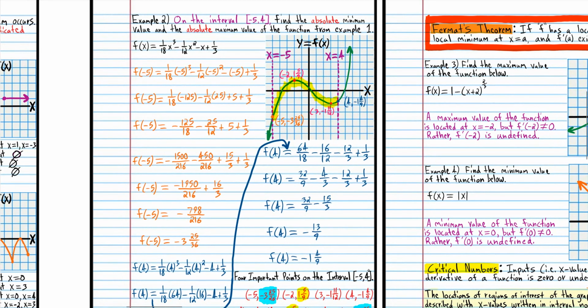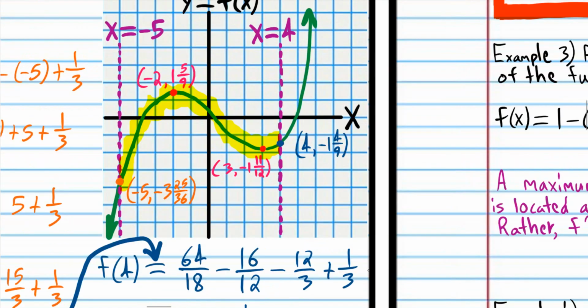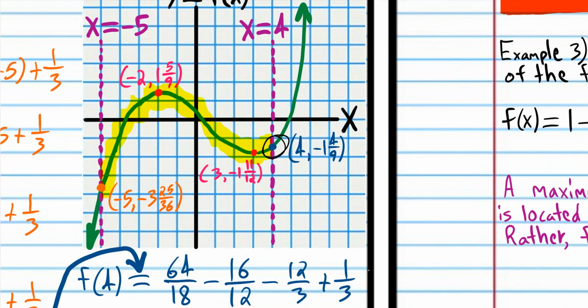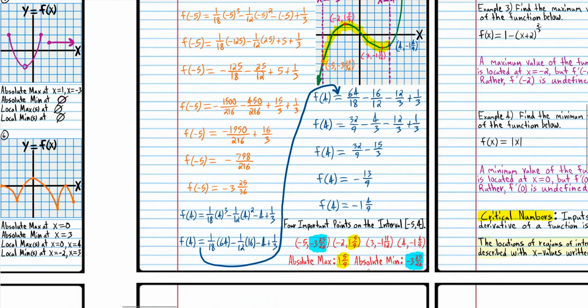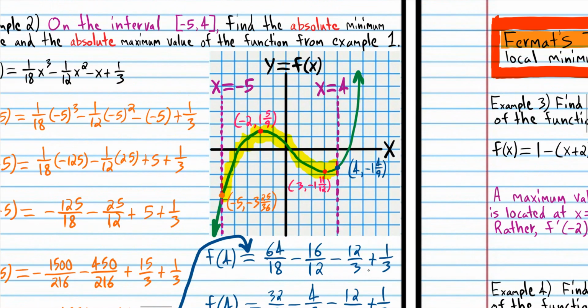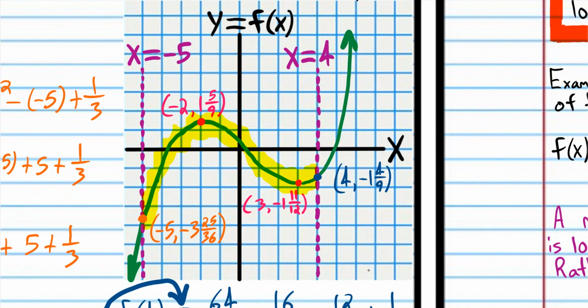Then we plug in 4 to the function. You see the blue point up here? We're going to plug in 4 to the original function. So I did that down here. And we end up with -1 and 4/9. So now we have these 4 points. And again, we don't care about the blue parts of the graph. Those parts don't count anymore.